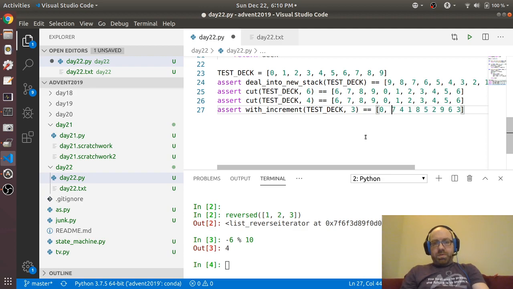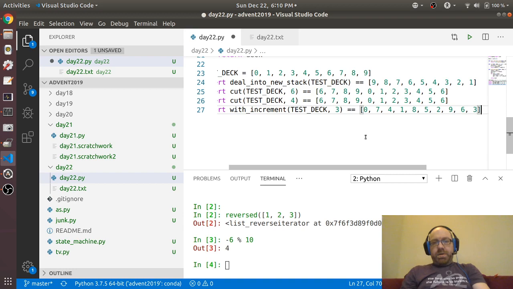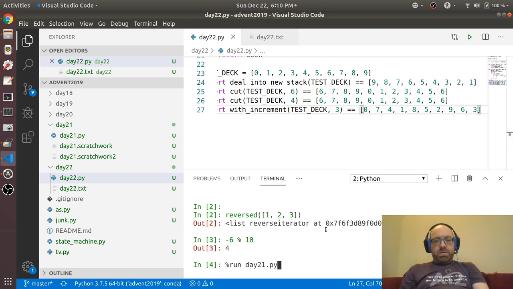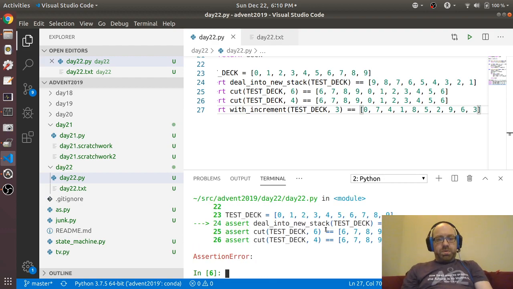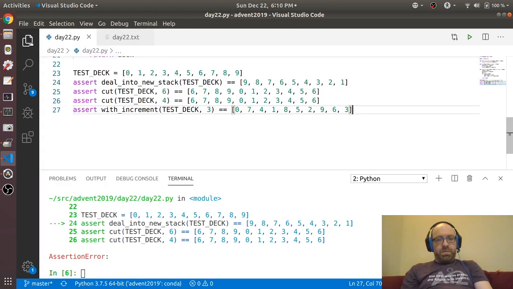And I need to put some commas in here. And I'm already thinking ahead about how I'm going to do this more quickly in part 2, which I probably need to do. So let's run it. Day 22, assertion error.